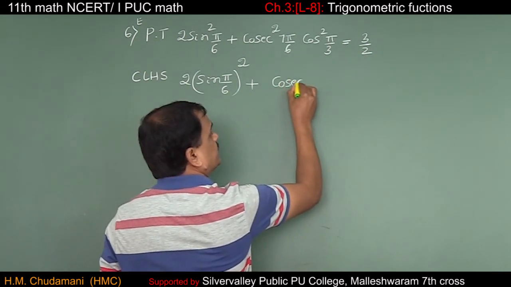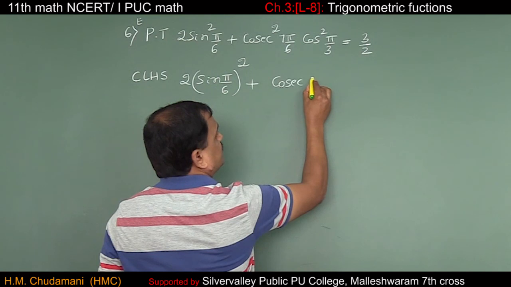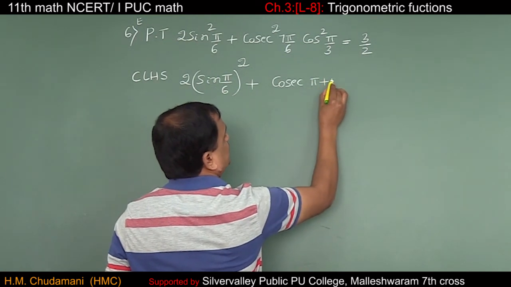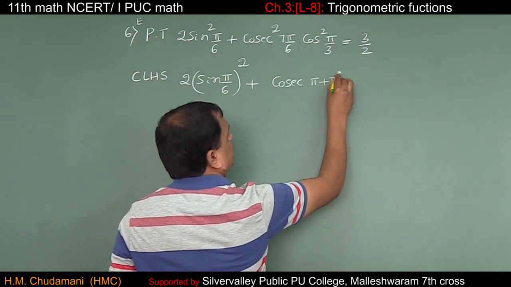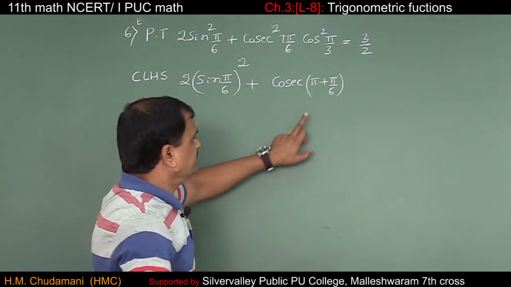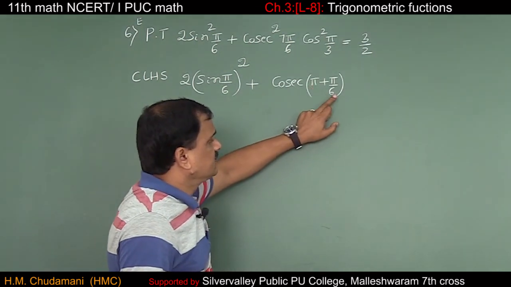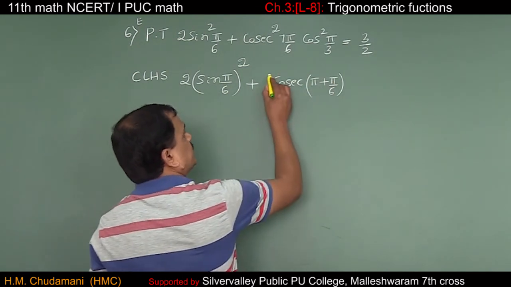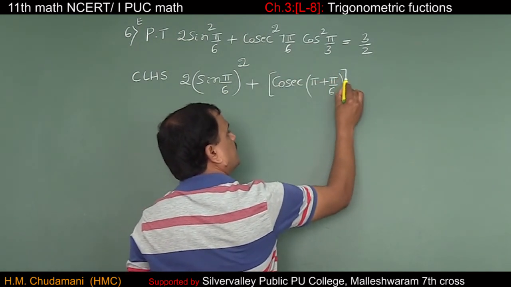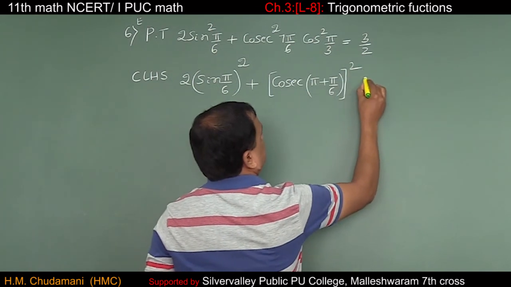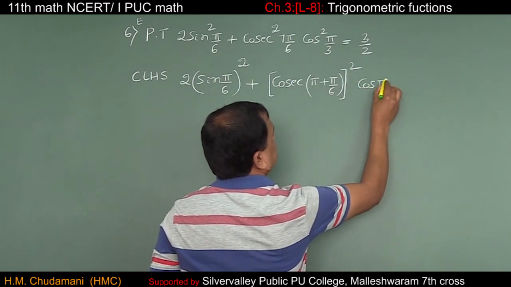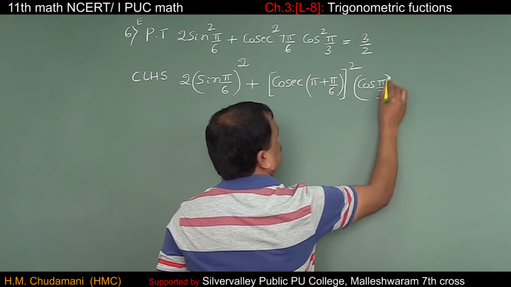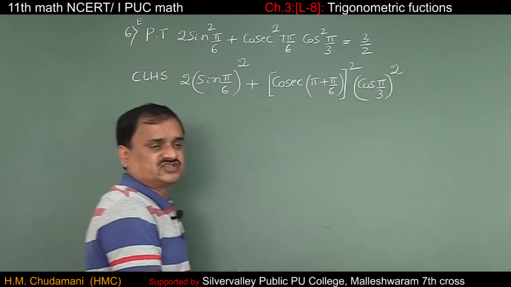You need to reduce that. This can be written as pi plus pi by 6. You can check it: taking the LCM, 6 pi plus pi means 7 pi by 6. Whole square we have. Let me write the whole square into cos pi by 3 the whole square. This is the left hand side actually.